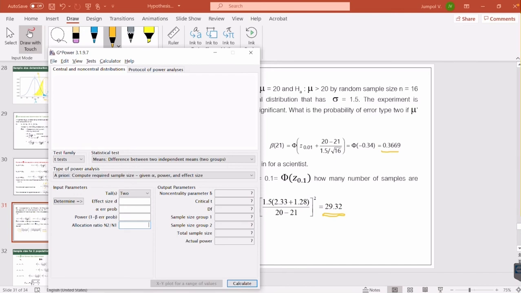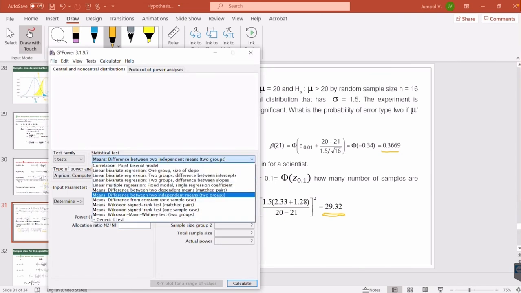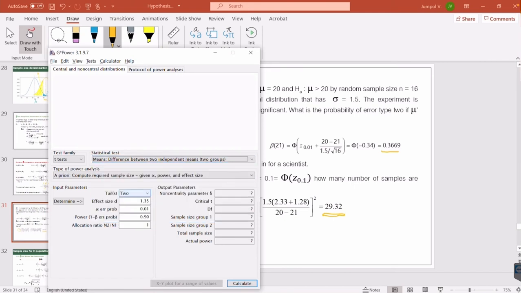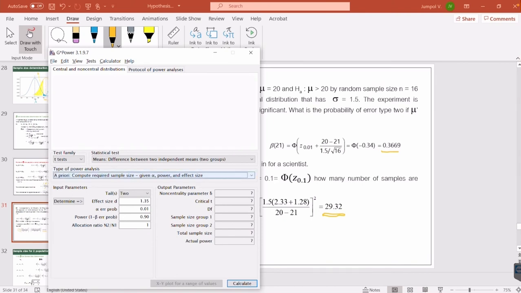Okay, so this program will help you to identify number of samples very easily. So let's take a look at this example. With this example, it's gonna be the mean difference between two independent means, and we just select the first one. This one will find the required sample size for your hypothesis testing.